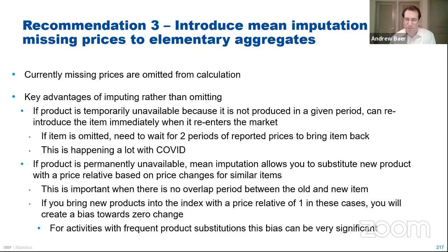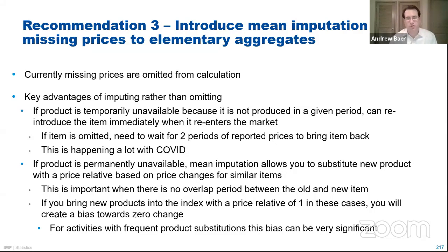If you omit the item, you probably need to wait 2 periods. And I'll show that in the next slide here. But this situation of products or services being temporarily unavailable is happening a lot with COVID. And we are certainly hearing about these cases from many statistical offices around the world that we work with. And then the second case is if the product becomes permanently unavailable. So that's like the quality adjustment cases that we talked about yesterday.